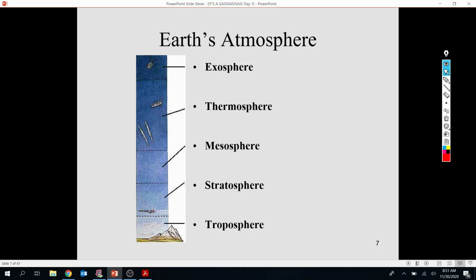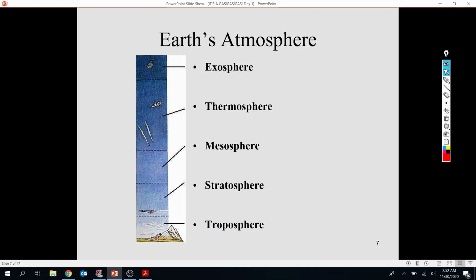Then the stratosphere, which is where the ozone layer actually is, and so that actually protects us from a lot of the harmful rays of the sun. The mesosphere is between around 50 and 80 kilometers above the Earth's surface, very thin, very cold. Not to be confused with the thermosphere, which is actually warm.